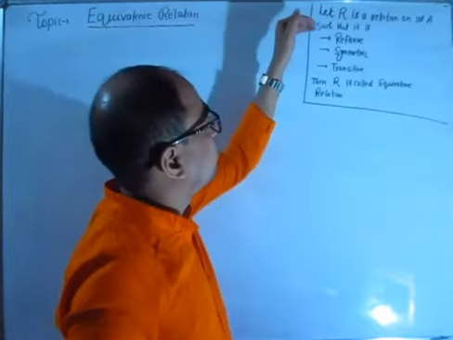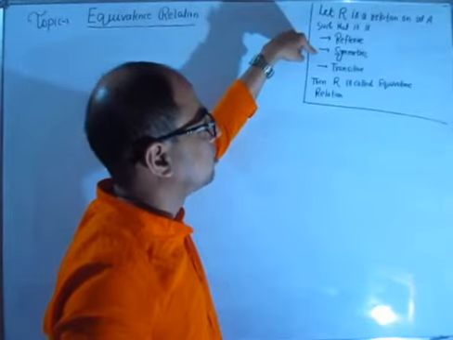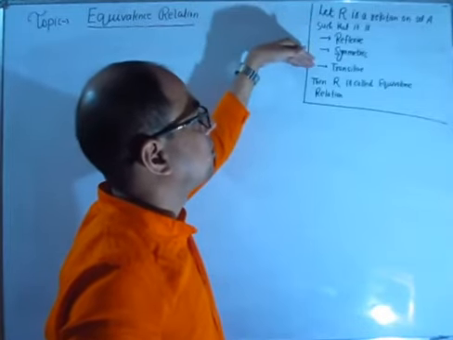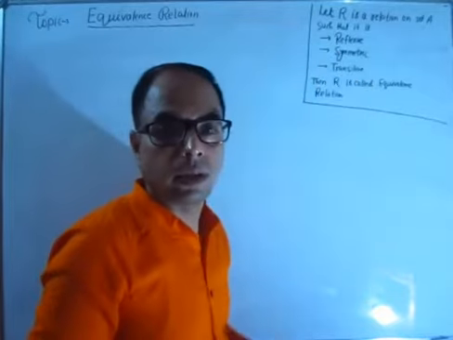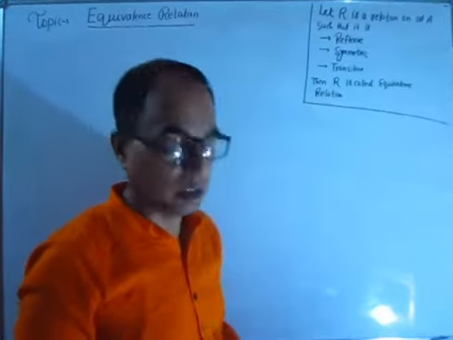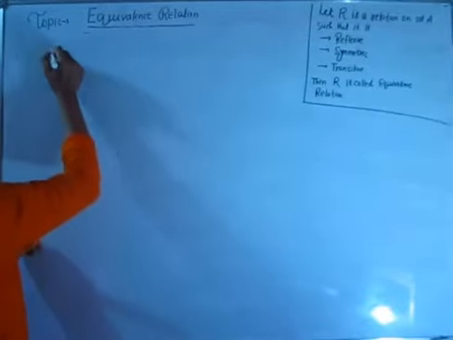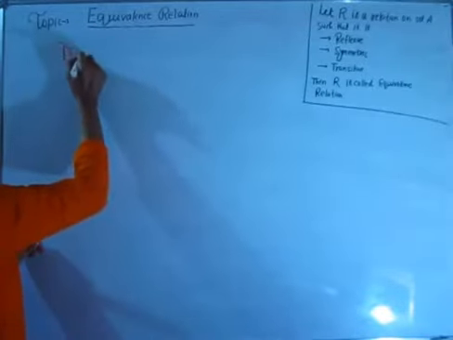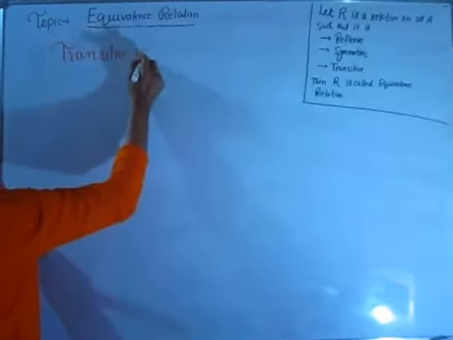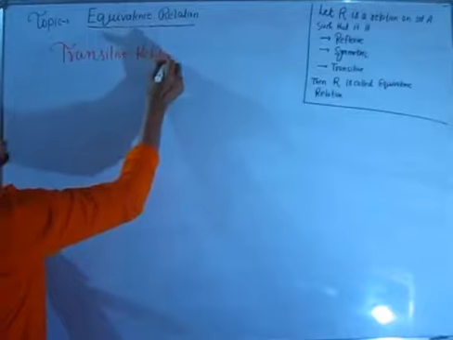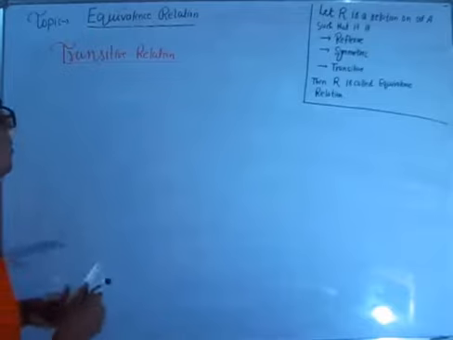So we have studied the reflexive relation, and we have studied the symmetric relation. Now in this lecture we are going to discuss the transitivity of the relation, the transitive relation, and the condition for transitivity. So let us write: transitive relation. First we will write the definition.